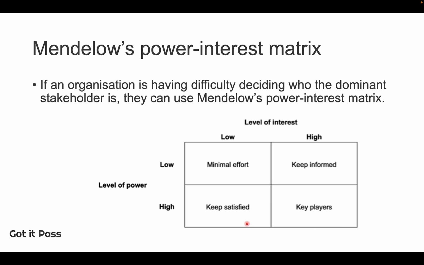And next, we can see another box here, which is keep satisfied. The group of people under this box have a high level of power, but their level of interest is low. They are not very interested in the organization. One example is some fund manager or trust investing in a company.